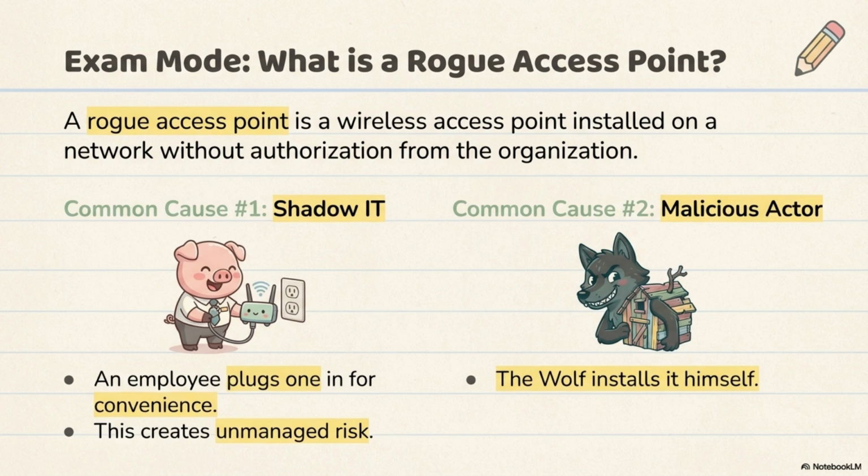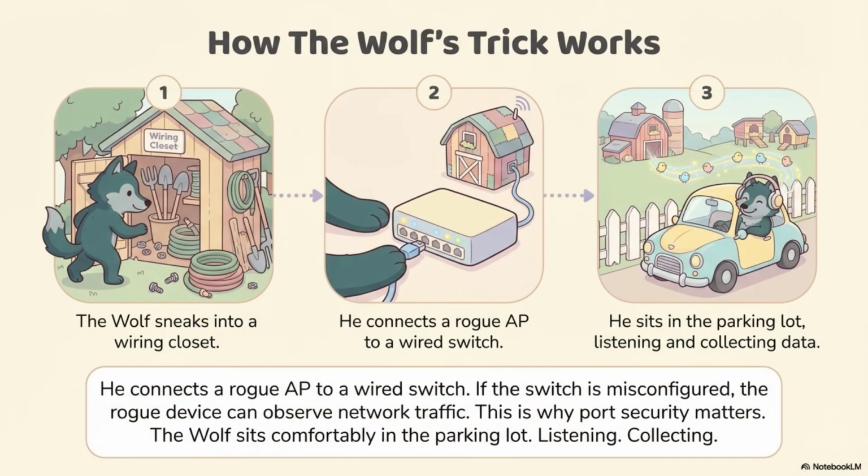Here's how the trick actually works. The wolf sneaks into a wiring closet with poor physical security. He connects a rogue access point to the wired switch. If the switch passes traffic broadly, such as in hub-like configurations, misconfigurations, or after attacks like ARP spoofing, the rogue device can observe network traffic. This is why port security and proper switch configuration matter.